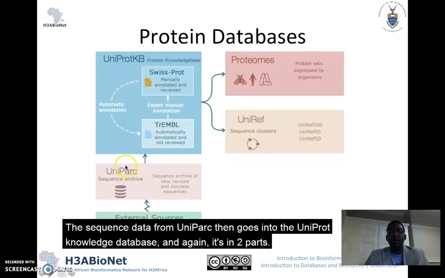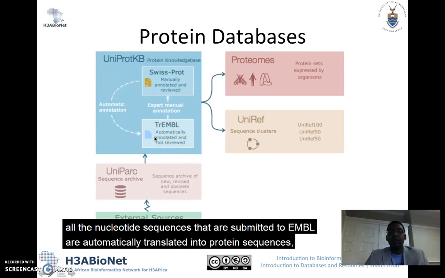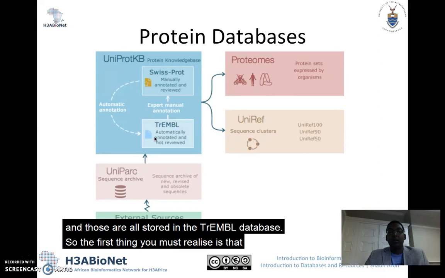The sequence data from UniProt then goes into the UniProt knowledge database. And again, I said there were two parts. The first part is TrEMBL. TrEMBL actually stands for Translation of EMBL. So all the nucleotide sequences that are submitted to EMBL are automatically translated into protein sequences, and those are all stored in the TrEMBL database.